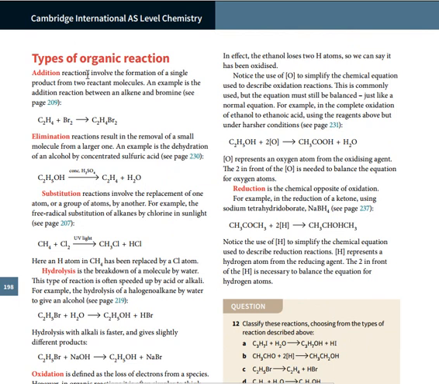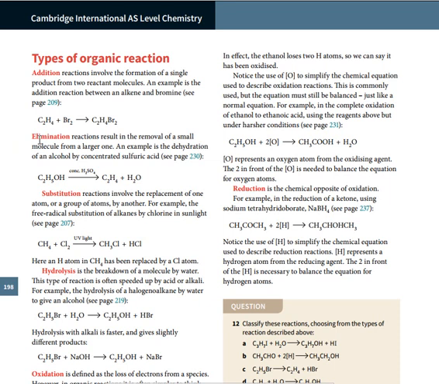So now let's visualize the addition reaction. In an addition reaction, you have the binding of a certain molecule to an electron-rich center. In this case, you have an ethene molecule, which is going to be electron-rich. Then you have the elimination reaction.